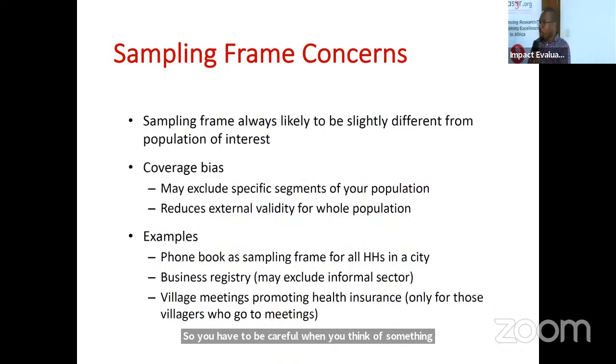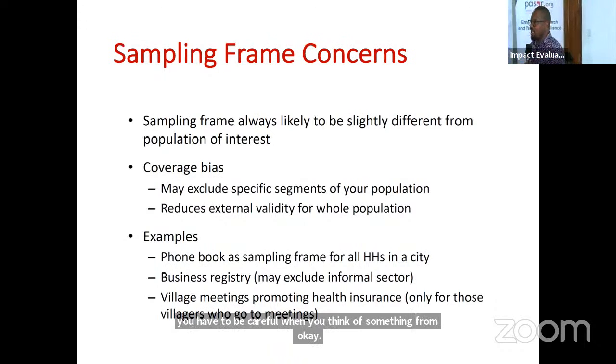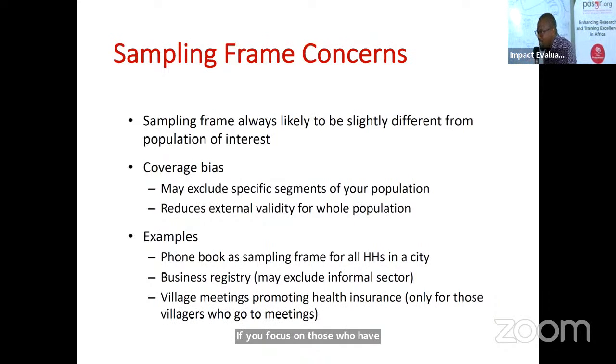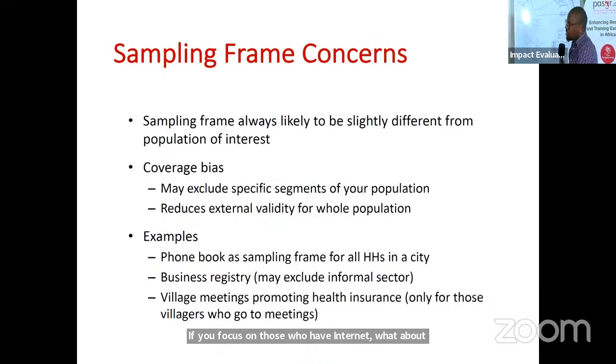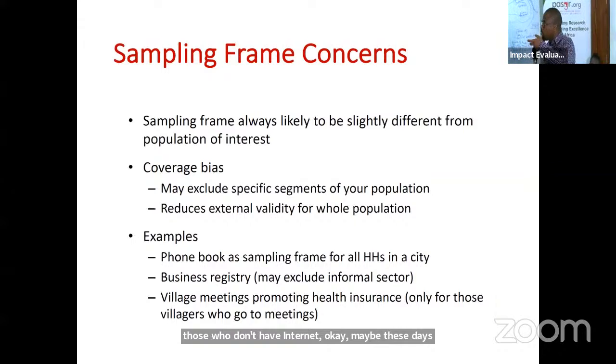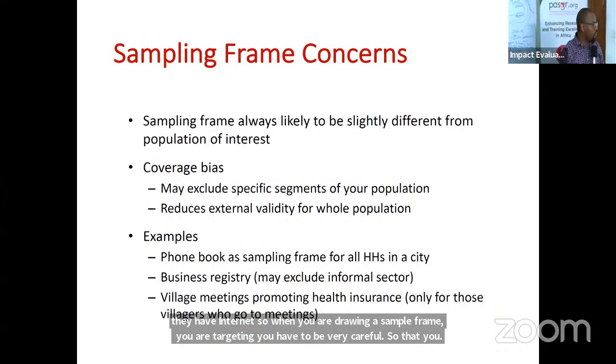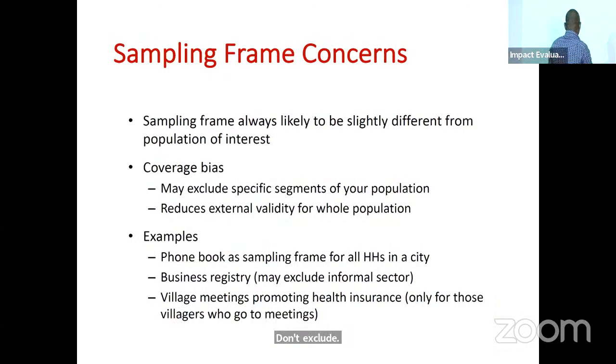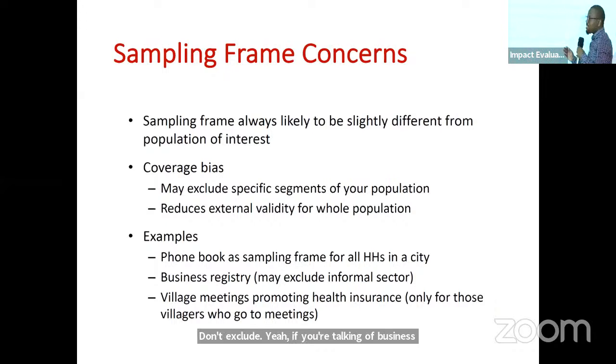Okay. If you focus on those who have internet, what about those who don't have internet? Maybe these days they have internet through Safaricom, right? So when you're drawing a sample frame, you have to be very careful so that you don't exclude. If you're talking of a business register, you may exclude the informal sector.